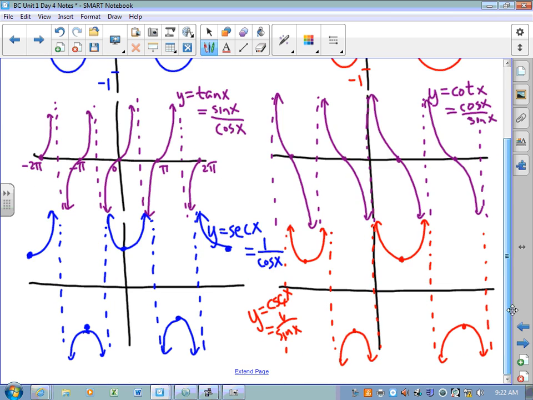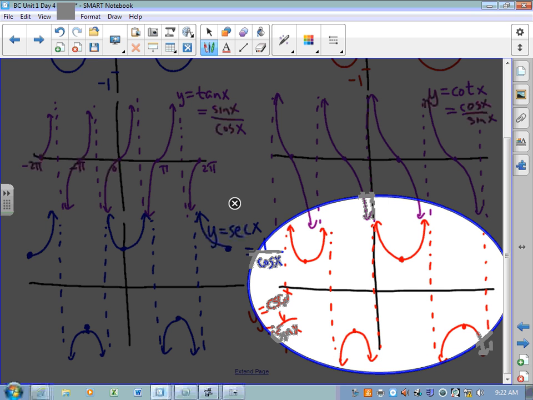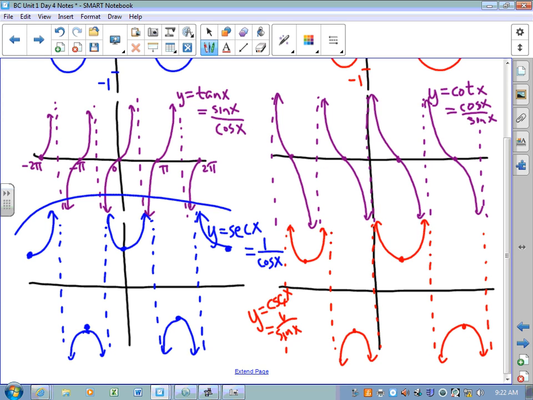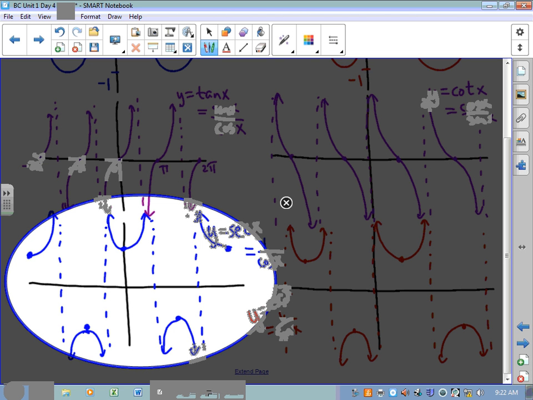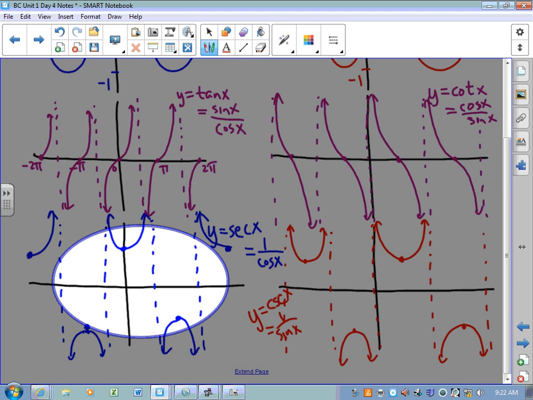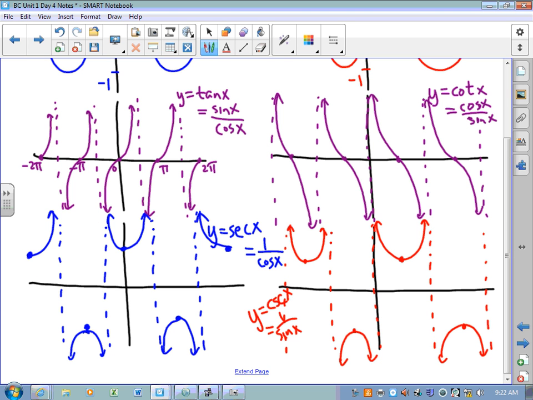So, folks at home, is cosecant even or odd? That's right. It is odd because it has origin symmetry. If you take the reciprocal of an odd function, you get an odd function. How about secant? Is secant an odd function or an even function? That's right, it's an even function because it has y-axis symmetry. Okay, so that's what you've got to know about the graphs of trig functions.